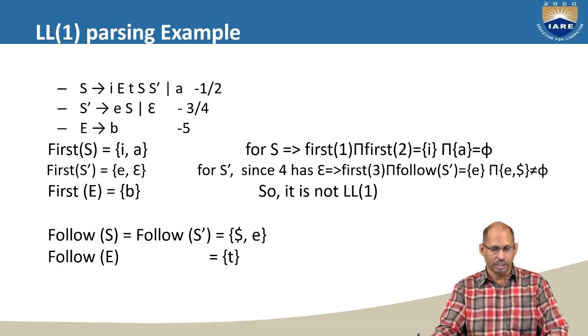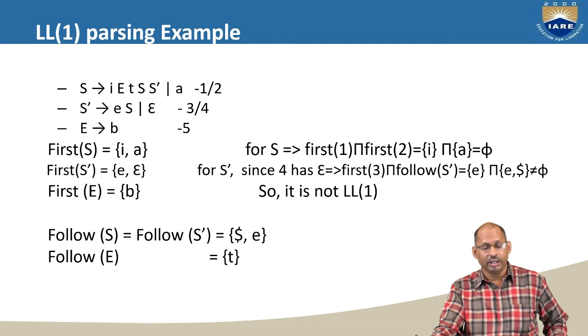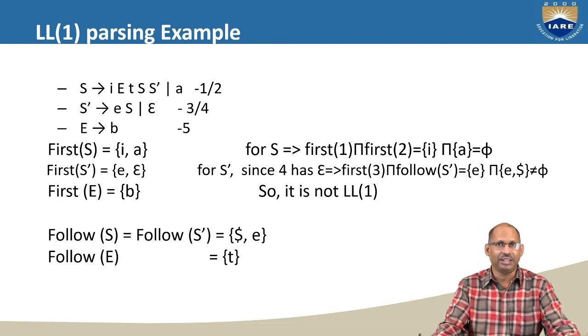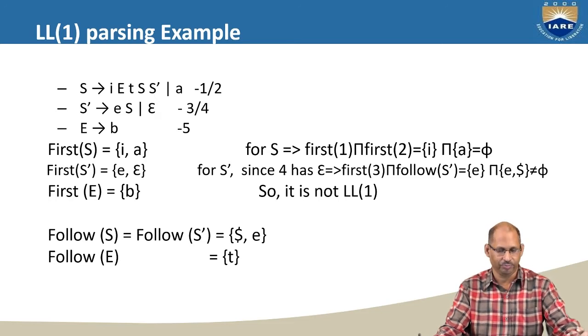Now, here, to check whether a given grammar is LL1 or not, we discussed two conditions. What is the first one? First of the first production intersection first of the second production should be phi, right? If one of them is epsilon, then first of the production intersection follow of the variable should be phi.